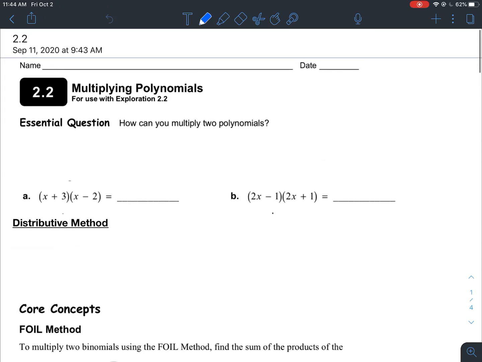Hey guys, this is 2.2, multiplying polynomials. So we recently learned just what polynomials were in 2.1, and we learned how to add and subtract them.